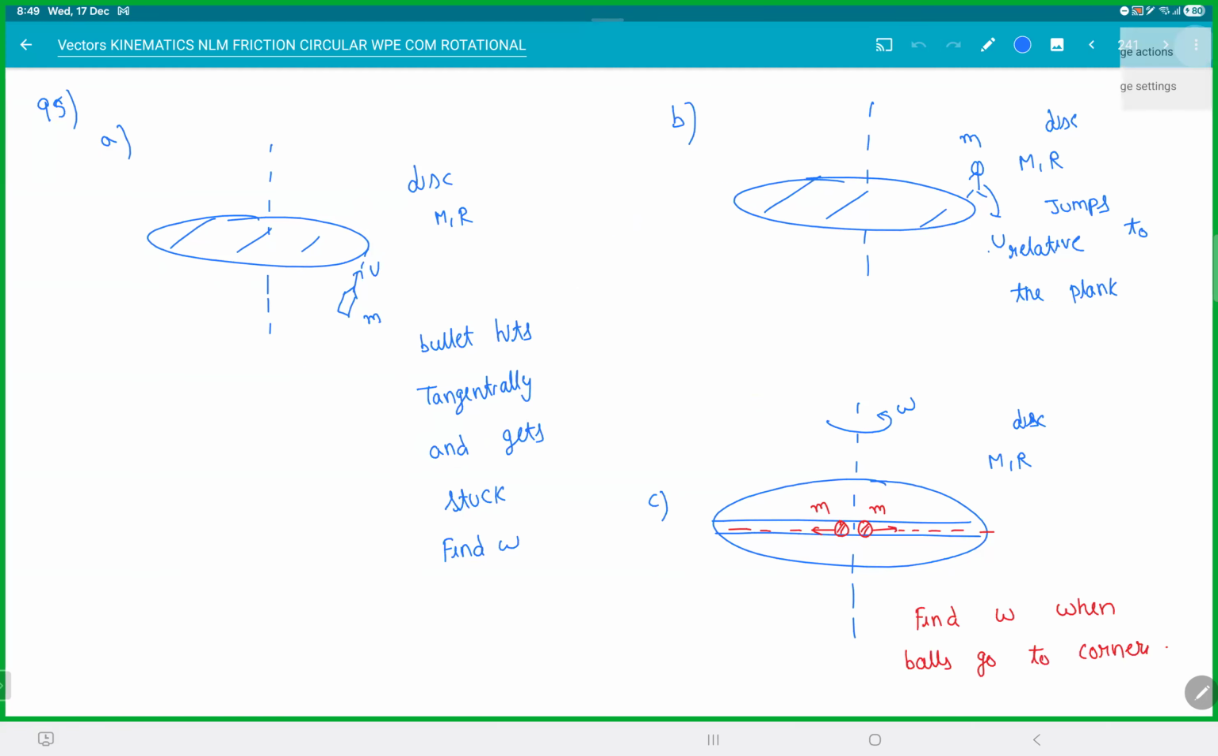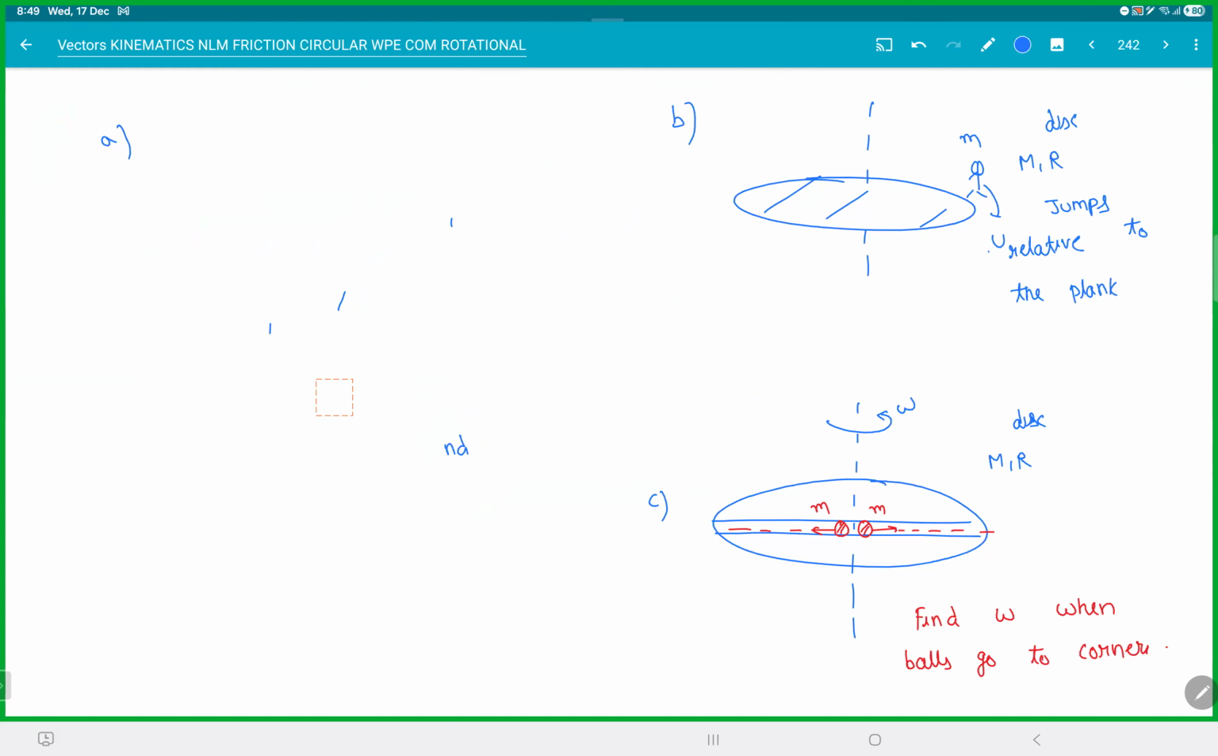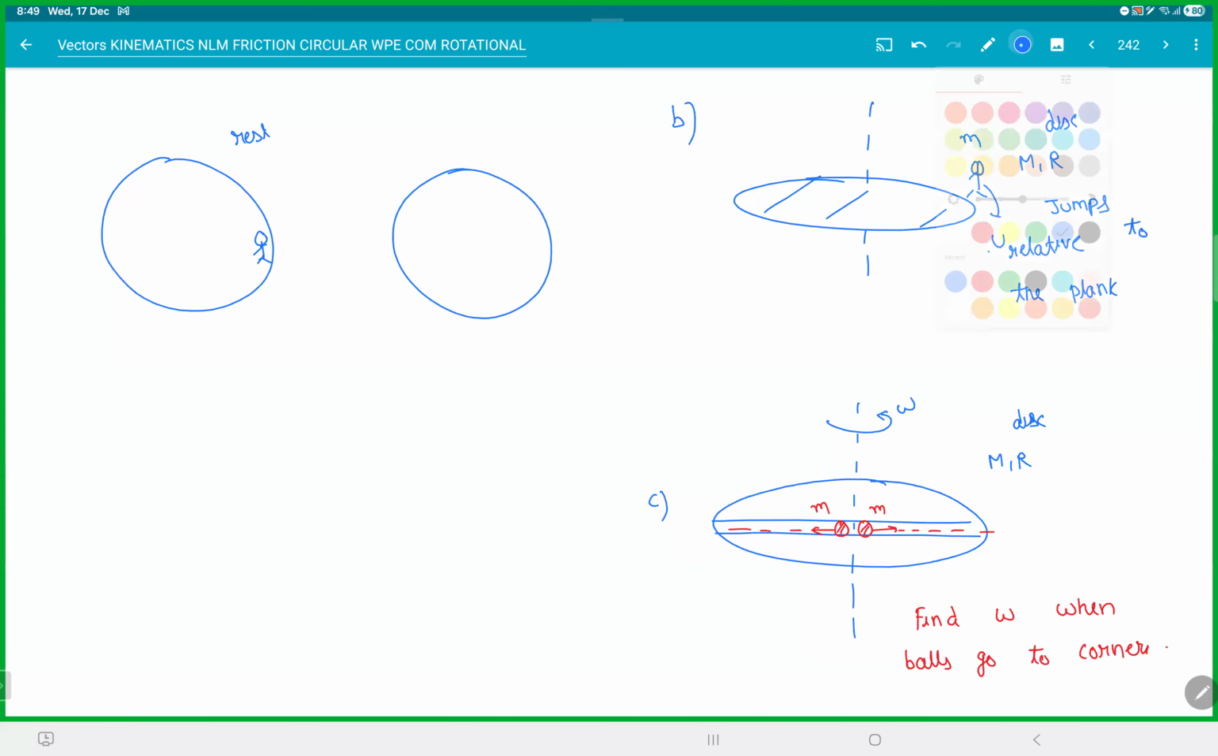When the man jumps from the plank, again, remember that word: it is u relative to the plank. That means when the man jumps, this is the top view, everything is at rest. When the man jumps, this whole setup is rotating with omega, and this guy is not jumping with u, he's jumping with u minus r omega. The moment he tries to jump, the plank is already going back with r omega, so he's actually jumping with u minus r omega.